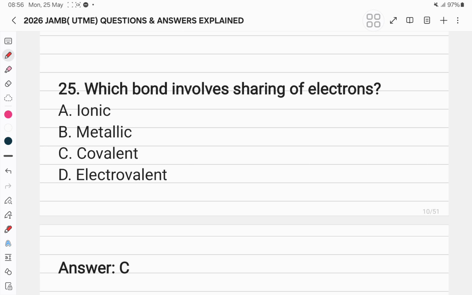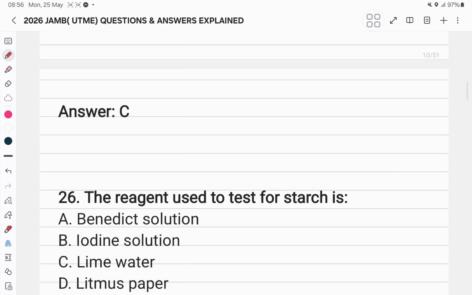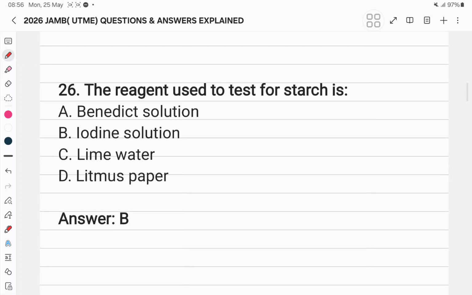So for this question again, the bond which involves sharing of electrons is covalent. The correct option is C. Question number 26.